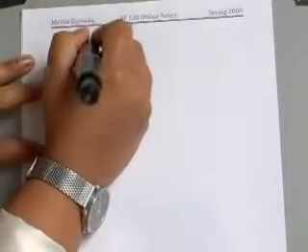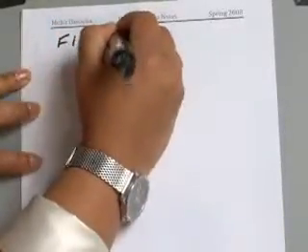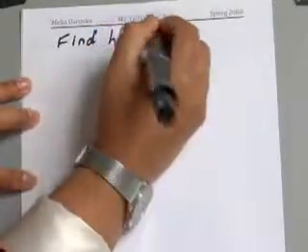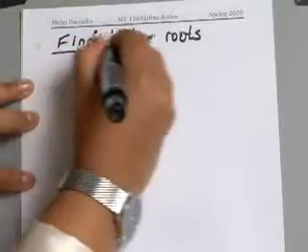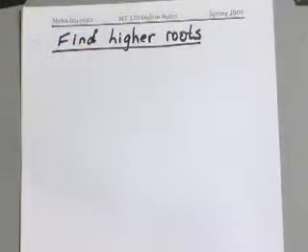Now we've talked about all square roots so far. Now the next thing we want to talk about is higher roots, like cube roots, fourth power roots, fifth roots, and so on and so forth. So let's go ahead and see what these would be like.